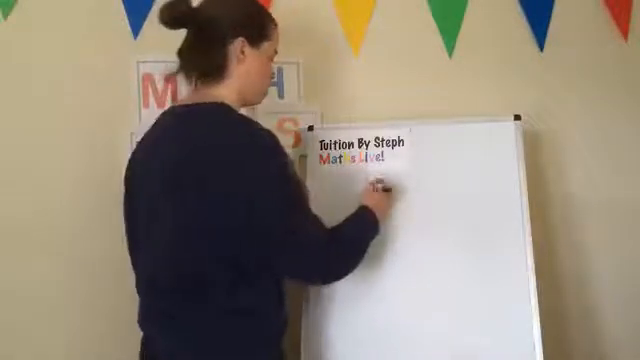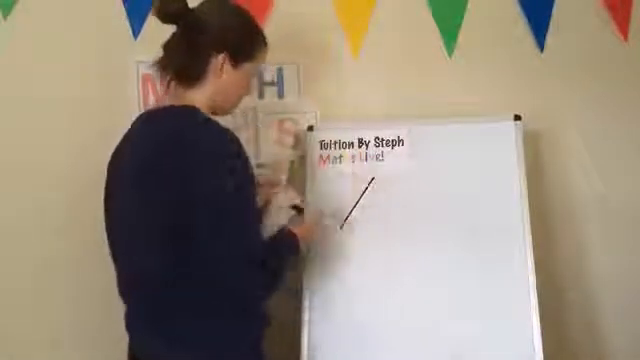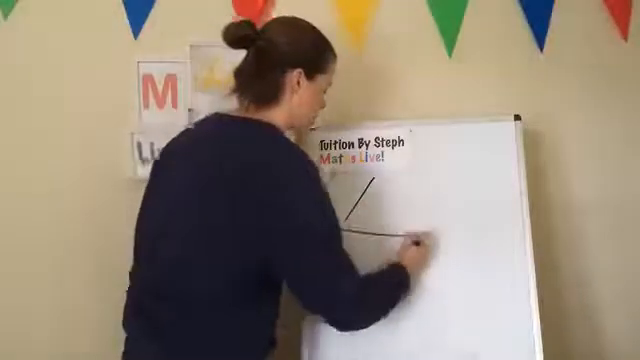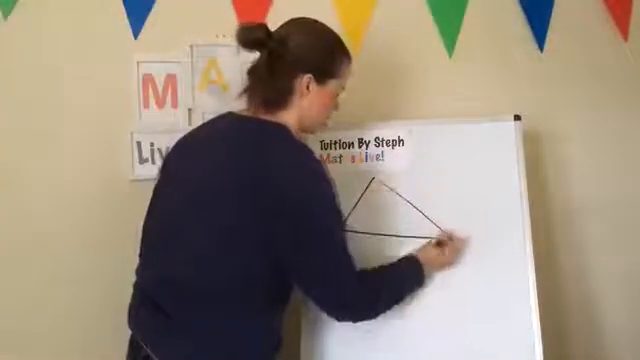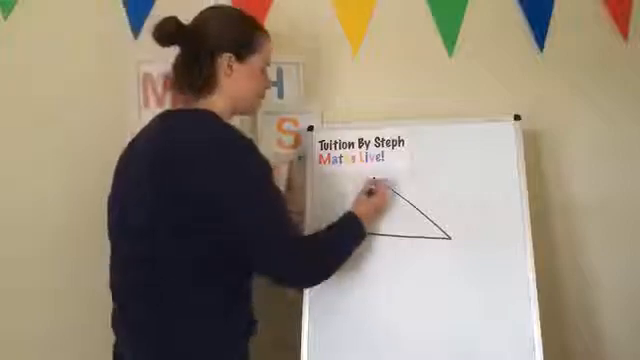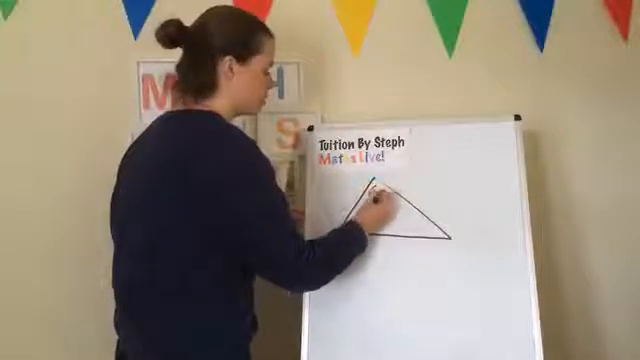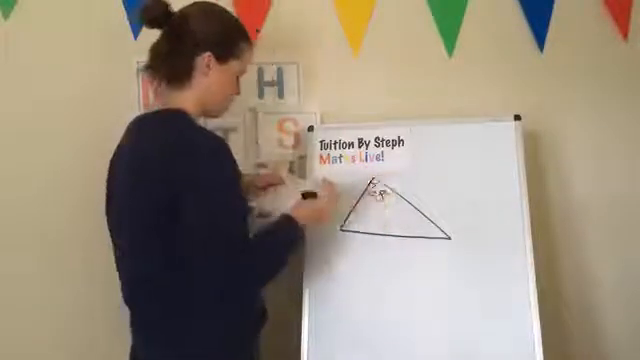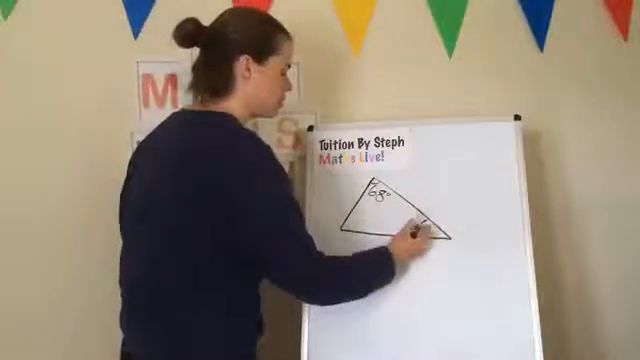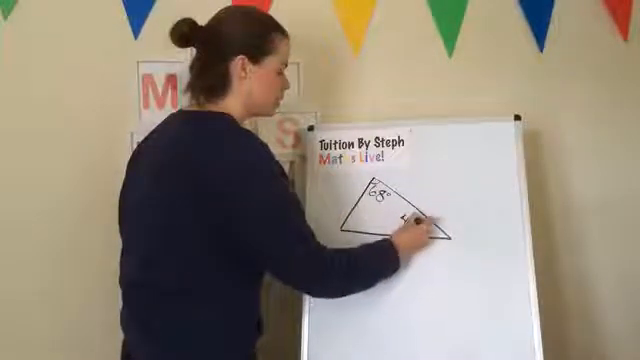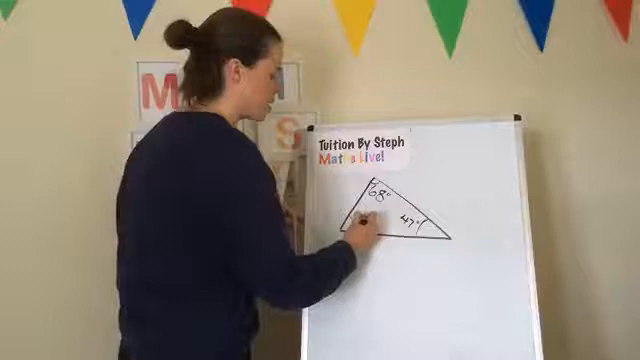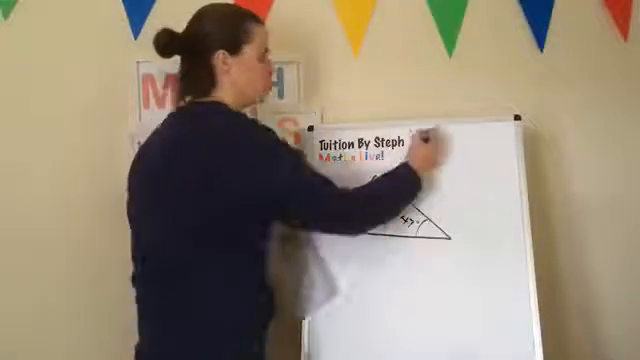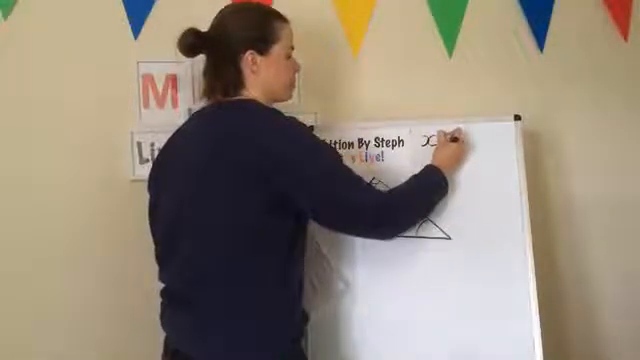Here's a triangle. This angle is 68 degrees. This angle here is 47 degrees. And this is angle X. And we're asked to calculate the size of angle X.